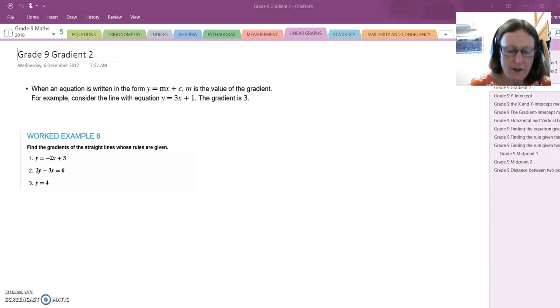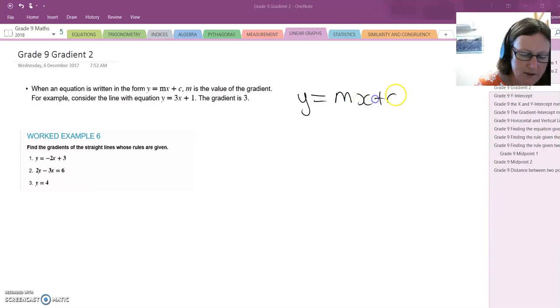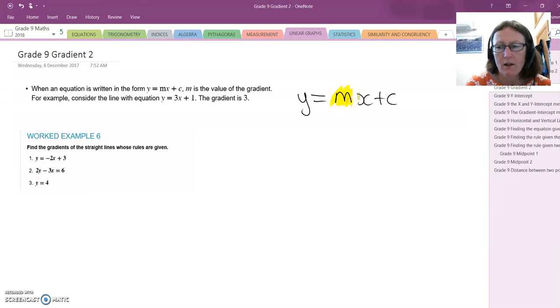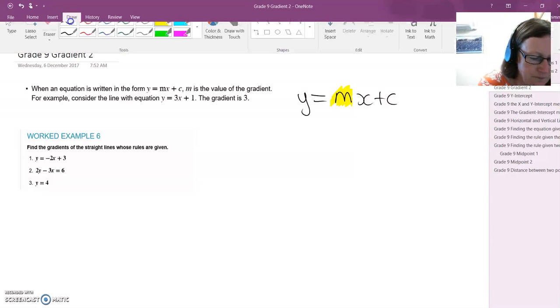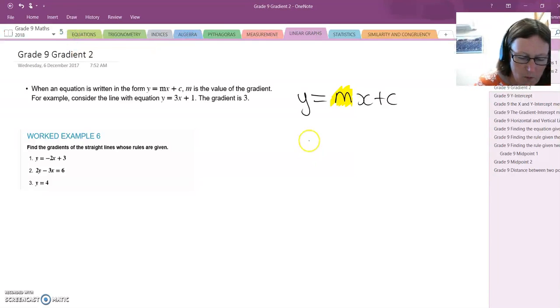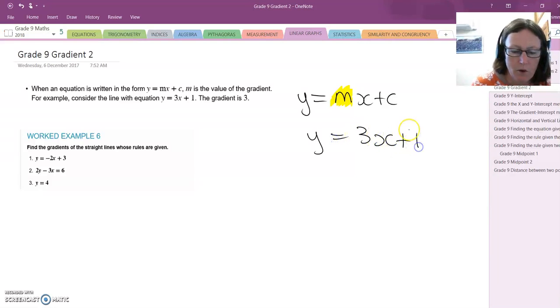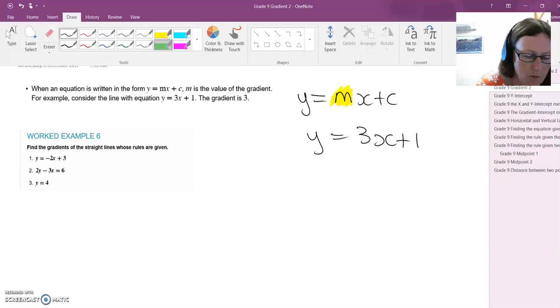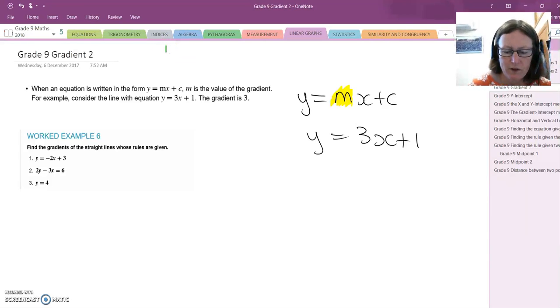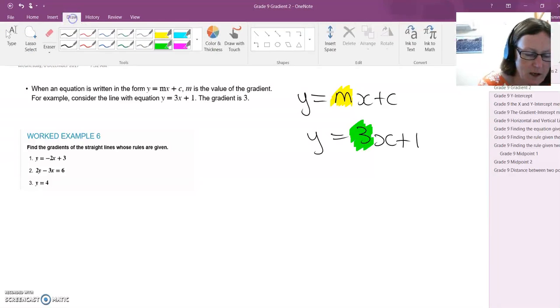Okay, if we have an equation written in the form y equals mx plus c, the m in this stands for the gradient. So in other words, the coefficient in front of the x is our gradient. So if we had the example y is equal to 3x plus 1 and we were asked what the gradient is, remember we said that the coefficient in front of the x is the gradient, so the gradient of this line is 3.